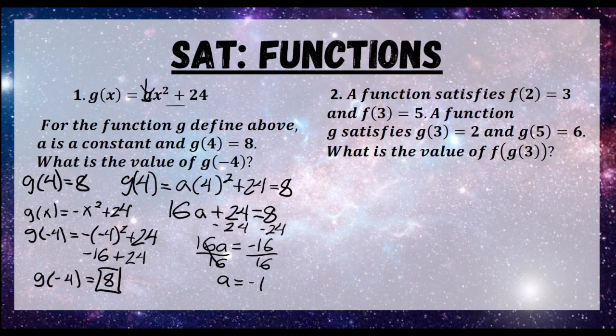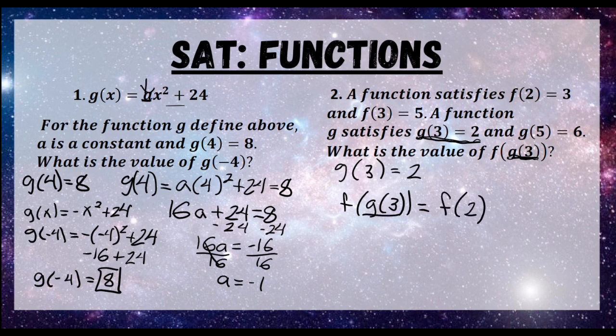The first thing that we need to use is g of 3, which is on the inside of the parentheses for f. If you look at the question, it says that g of 3 is equal to 2. So we know g of 3 equals 2. From here we can rewrite f of g of 3. Since we know that g of 3 is 2, we can simplify this to be f of 2.